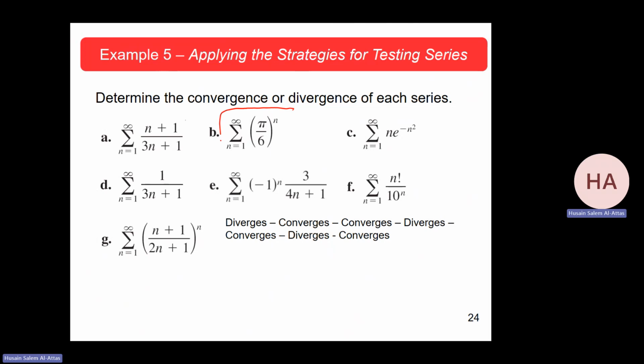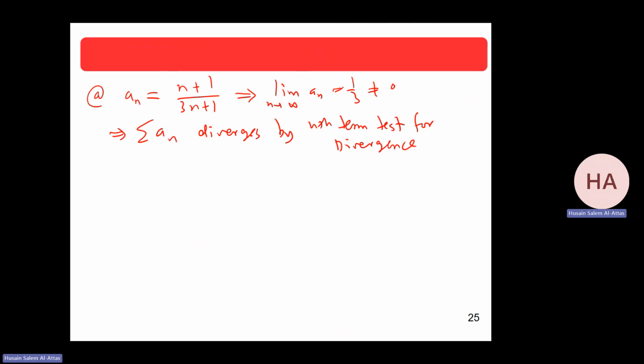If you think about this, it will remind us of what? Yeah, it's a geometric series, r to the power n. So b, which is this one, I have a geometric series with r equal to pi over 6. Pi is 3 point something, over 6, so this is less than 1. So it converges.